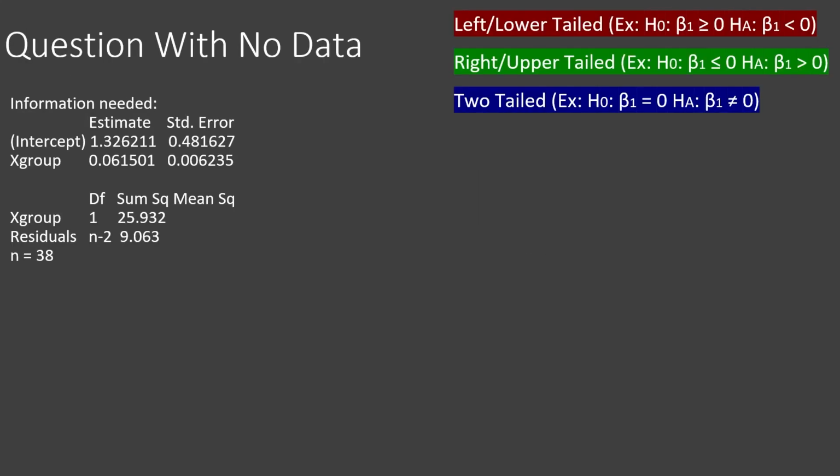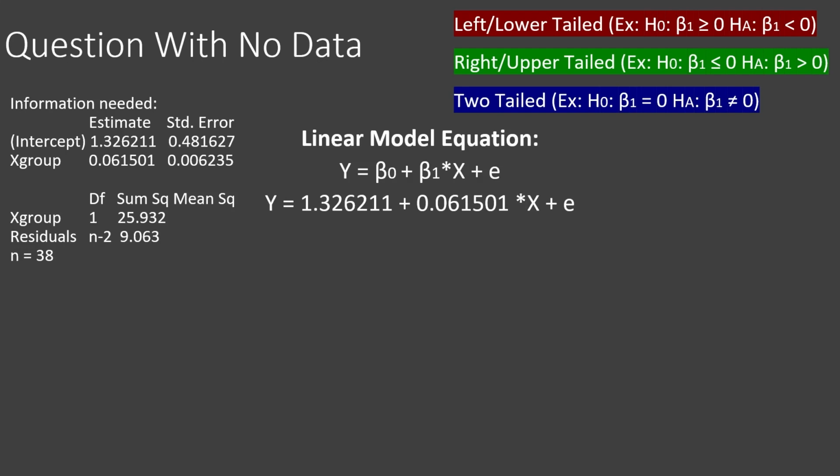And then we'll be keeping this data just to show how you would input your data into certain equations, right? So just to start off, for your linear model equation, your beta 0, so your intercept, is just going to be the estimate for your intercept, obviously. And then your b1, so your slope, is going to be the estimate of your X group in this case, right?